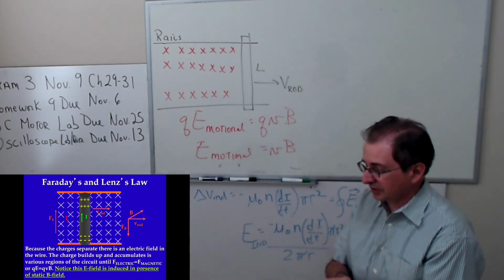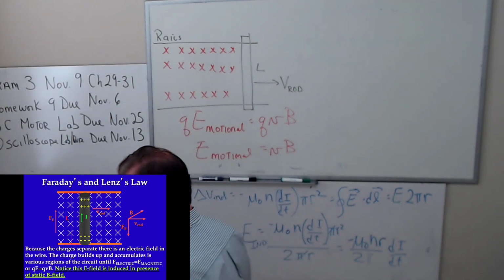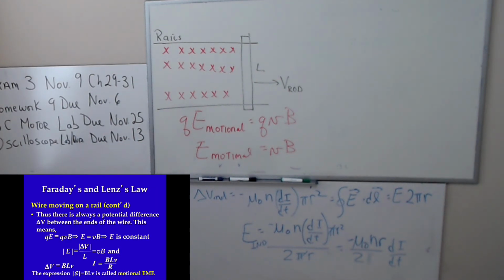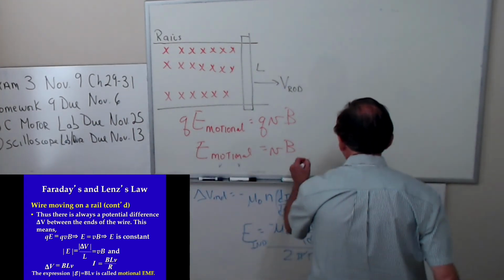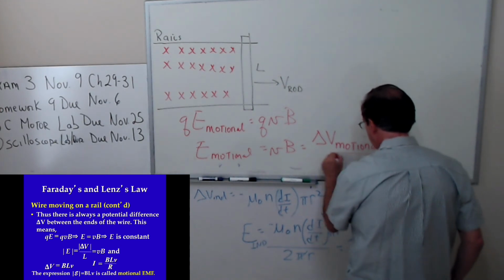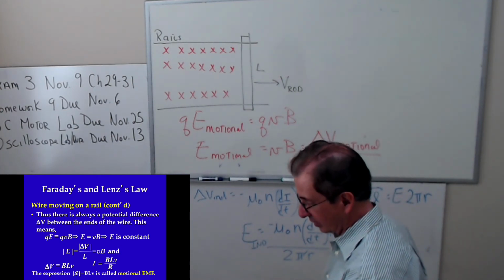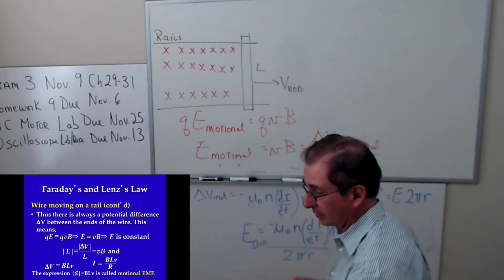But if the magnetic field is uniform, then the electric field will be uniform. And so the electric field is easily related to a delta V. This is just going to be equal to delta V motional over L. And I'm just working with the magnitudes, okay? That's why there's no minus sign in there. If you're questioning whether or not there's a minus sign, I'm just looking at the magnitudes.